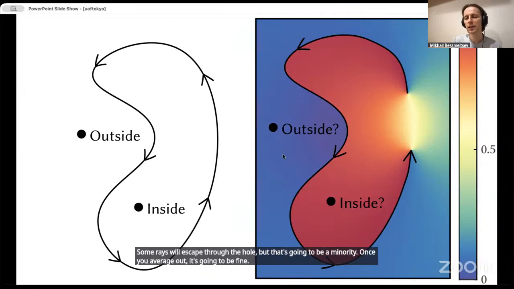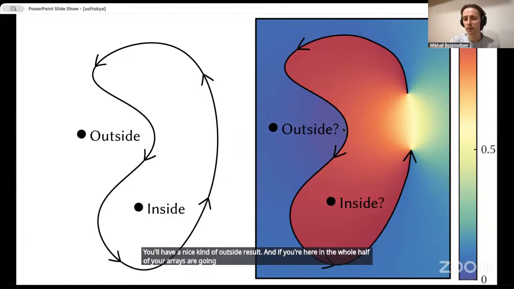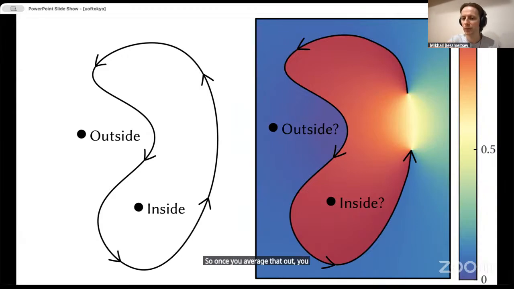Once you're outside, you'll have a nice outside result. And if you're here in the hole, half of your rays are maybe intersecting from the inside, so they're going to get +1s. Some of them will return 0. So once you average that out, you'll get some sort of 0.5. So it's a nice field, and this function is called a generalized winding number.